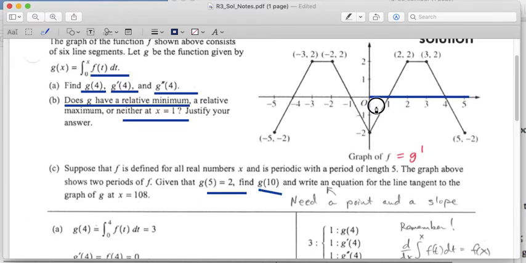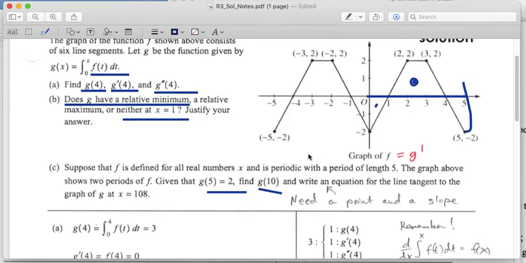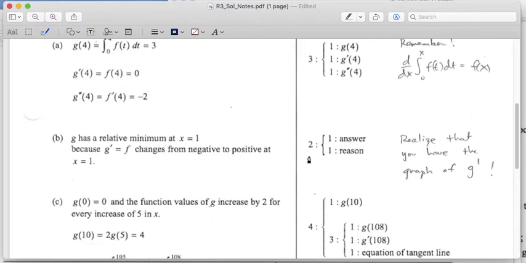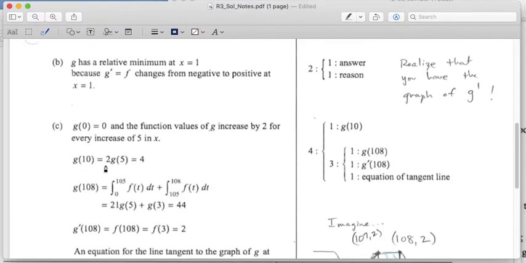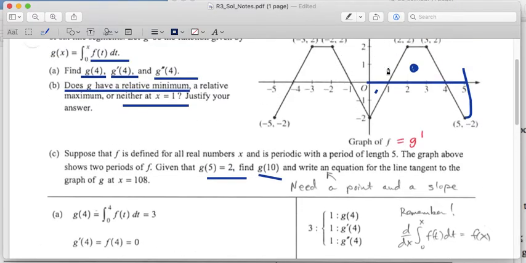G of 5 is this area taken as negative, that area, and this area of that triangle, which doesn't look much like a triangle, taken as negative. So if I could find these 3 areas, keep that positive, that negative, and add them all up, I would get the area from 0 to 5. That would be g of 5. Well, I don't have to find the area because they told me that was 2.